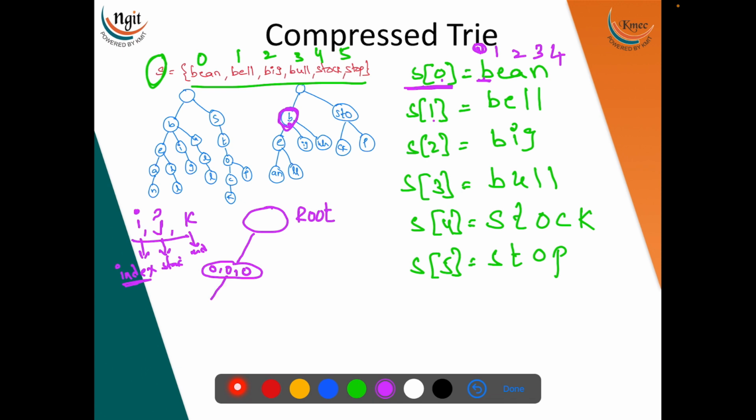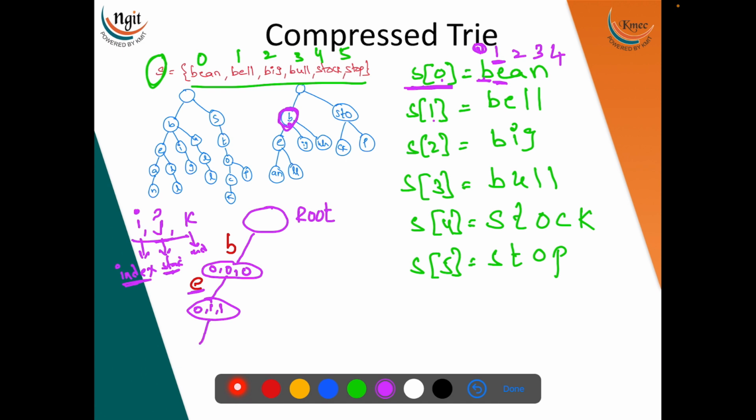Now the next is what? E. So this is the B alphabet, and it is the E alphabet. E also belongs to S of 0, the 0th index. And J is the starting of this. So where did it start? In the 1 index. So I am just pointing 1, where it is only one letter. So it ends at 1.